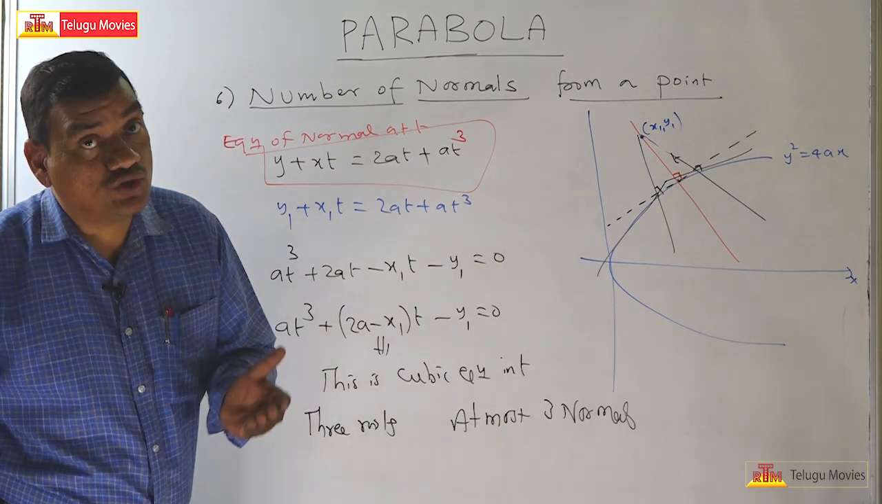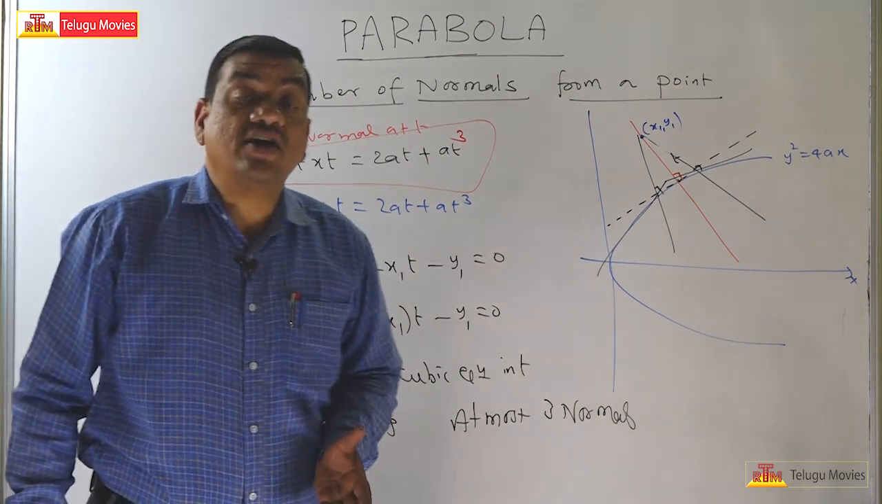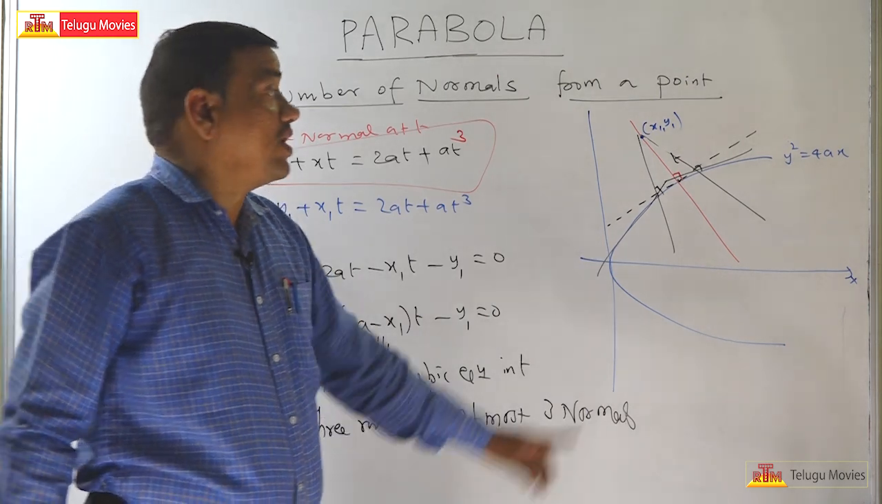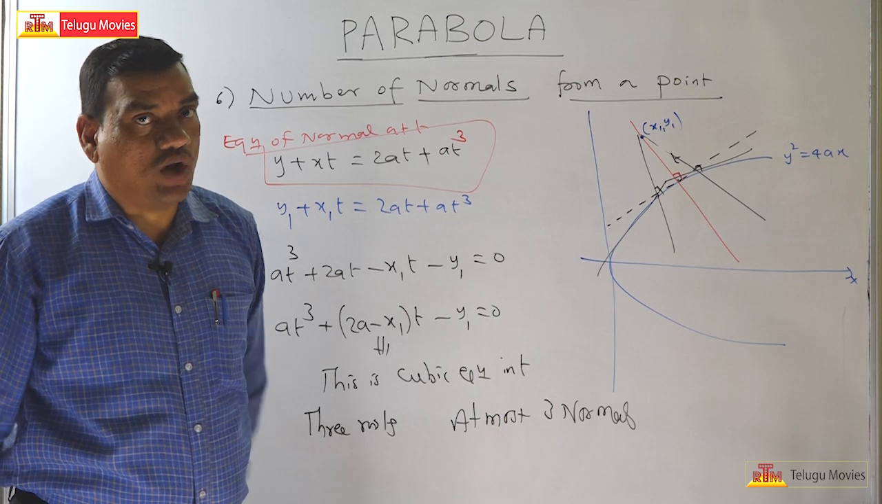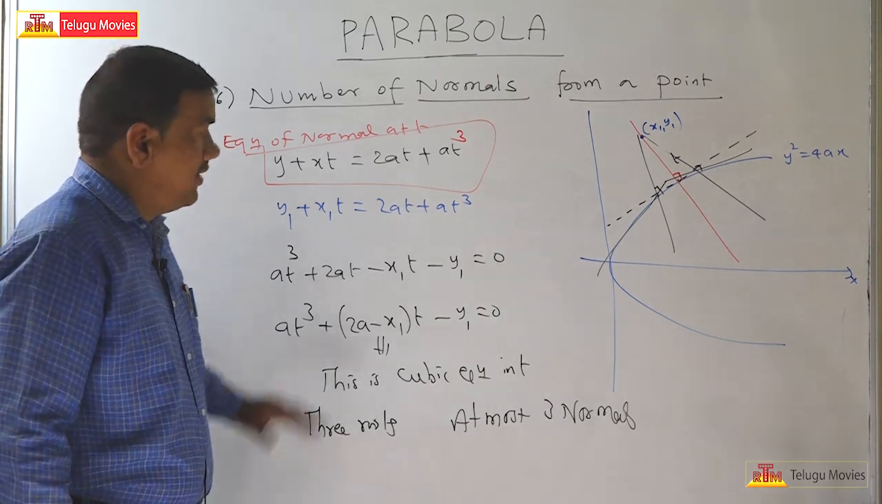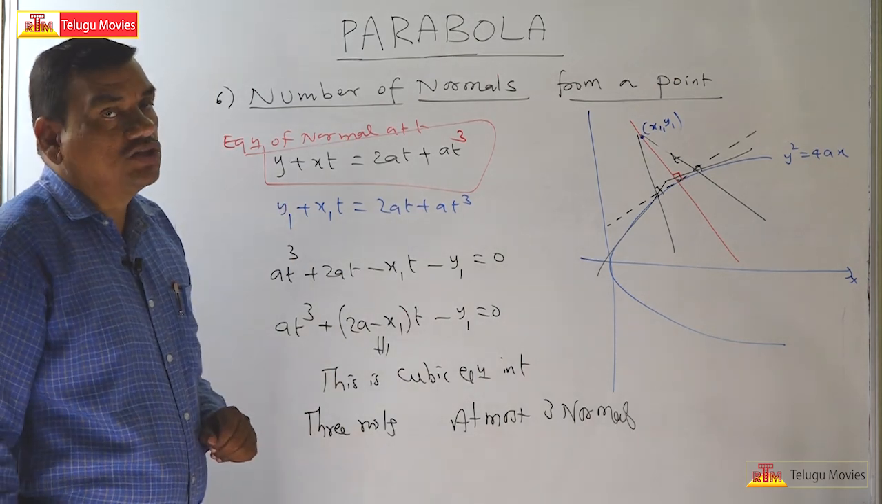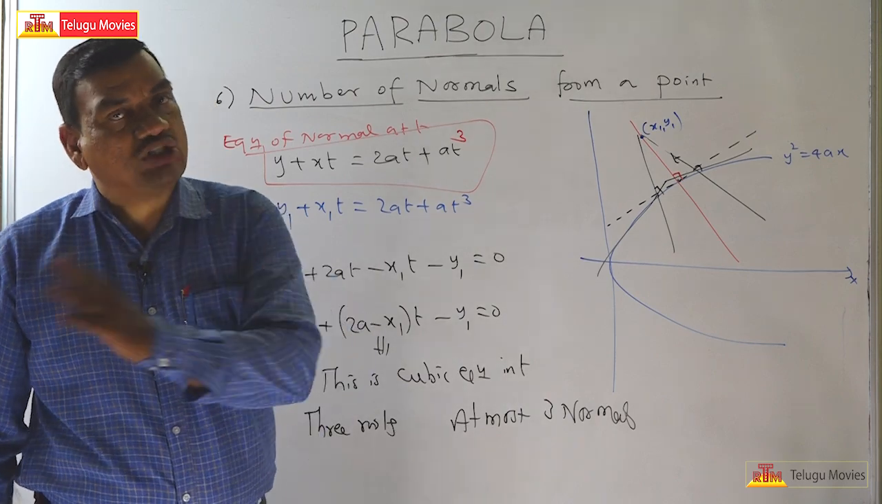So this is a cubic equation. It will have at most three roots. That's why we can draw at most three normals from a given point x1 comma y1 to a parabola, whatever may be the parabola. Okay, now I hope that you understand this concept. Let us go for the next concept.